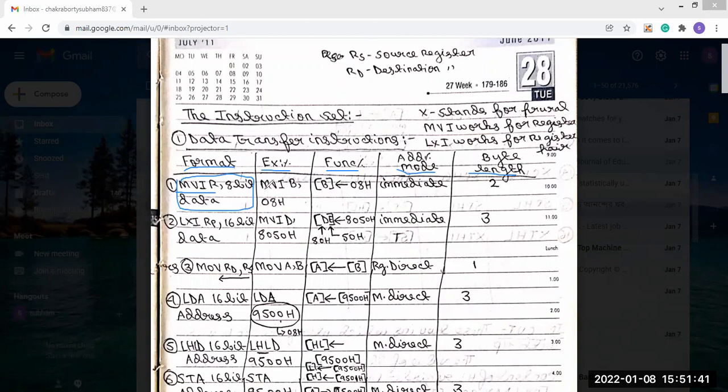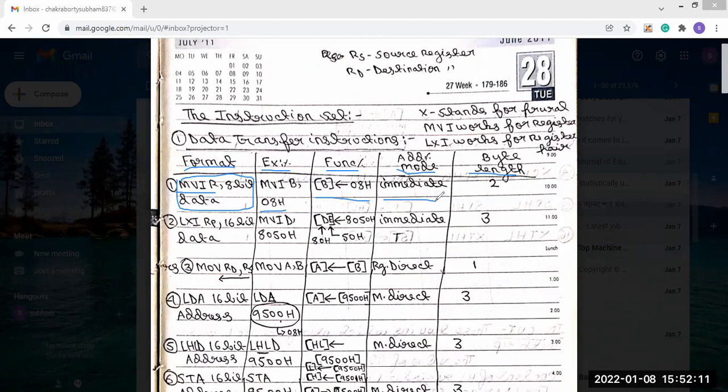Then the example is what? MVI, and here we are using the register named B, comma 8-bit data. In this case we are using 08H. This is the data. So the function will be what? That this 08H data will be moved to the content of B. That is what this is showing, that this 08H is moved to the content of B.